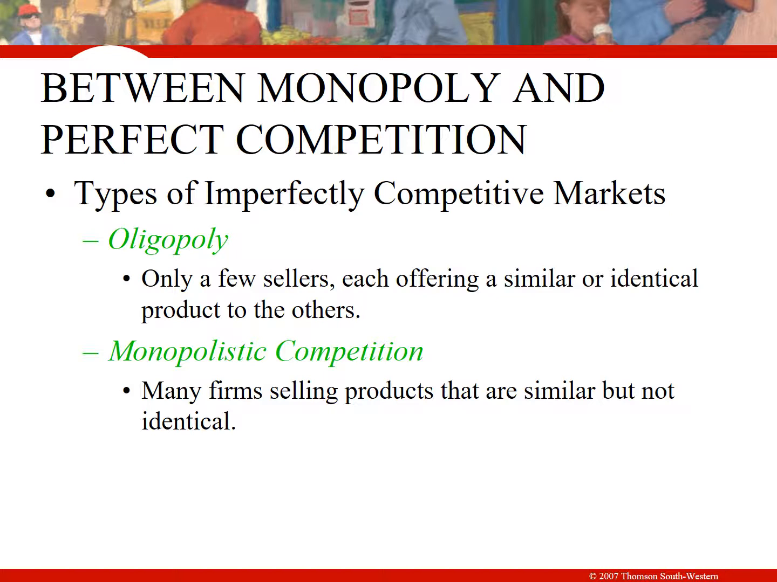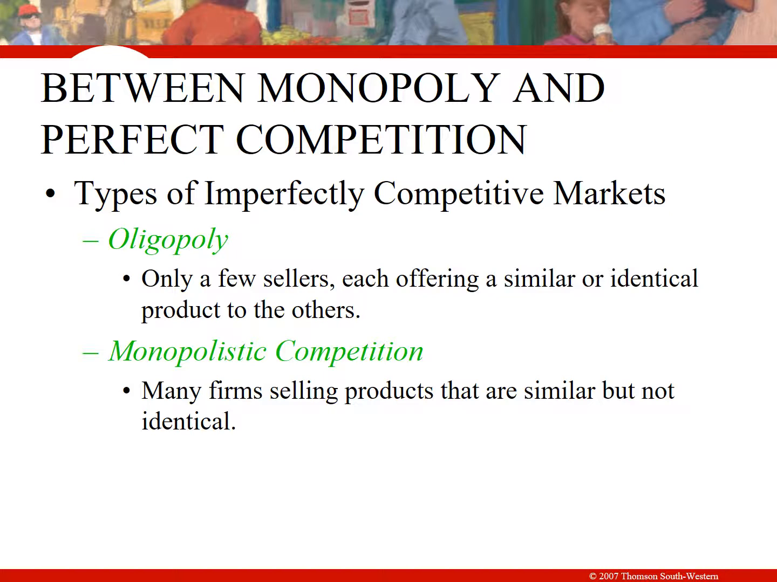So what lies between those two? Well, the one that we'll be talking about today is oligopoly. And this is, as I said earlier, a few sellers. And they're going to offer similar or identical products to each other. It does not matter if they are similar or identical, which is important because that was a differentiation that we had earlier when it came to perfect competition, right?